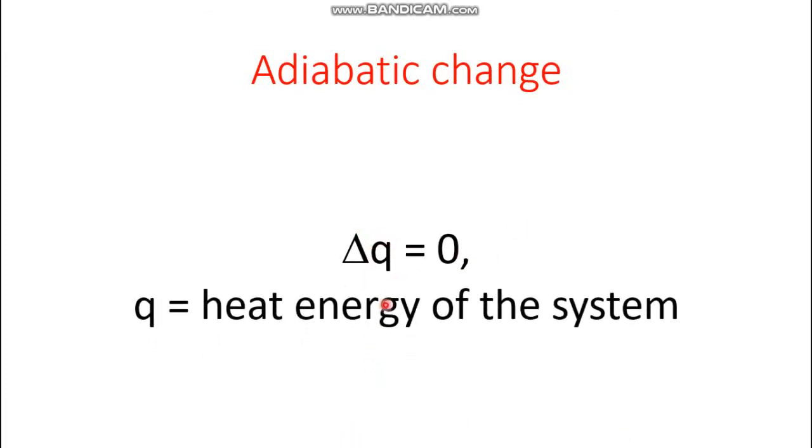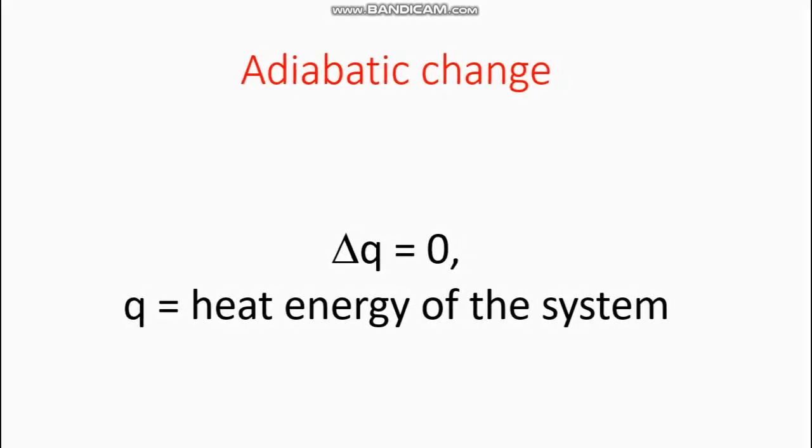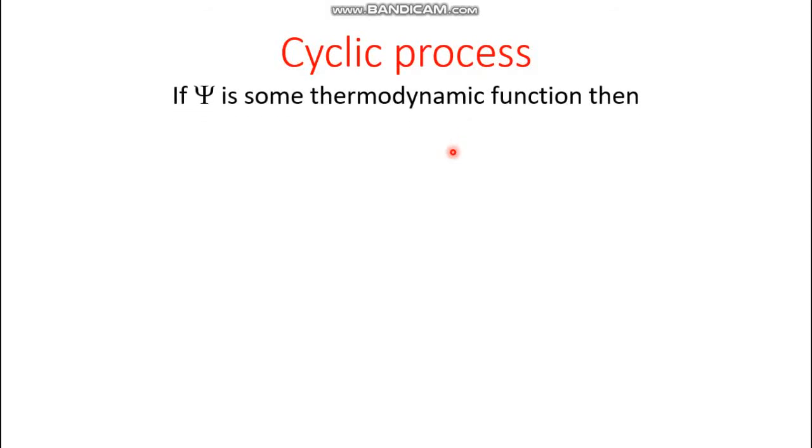Next, adiabatic change. Q is the heat energy of the system. If there isn't any exchange of heat energy between the system and the surroundings, then delta Q equals 0, and that type of change is known as adiabatic change, and the process is an adiabatic process. Now, the cyclic process, that part is very important.